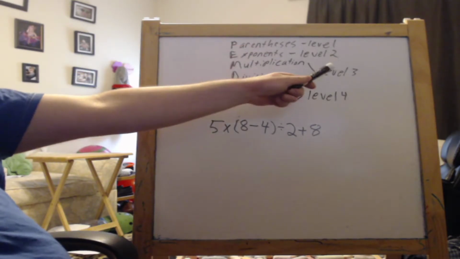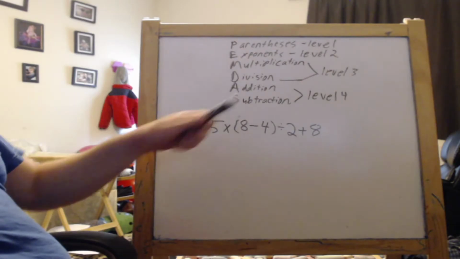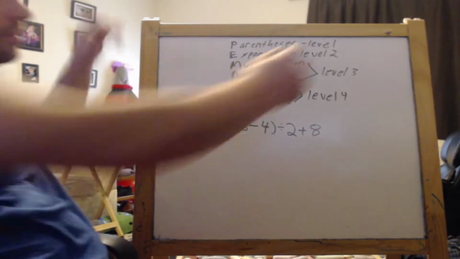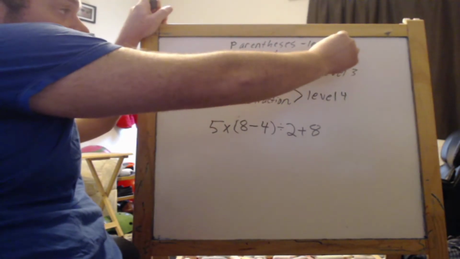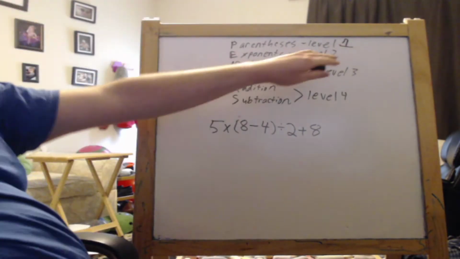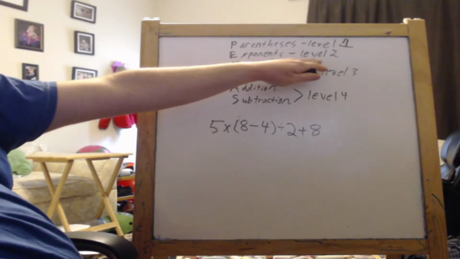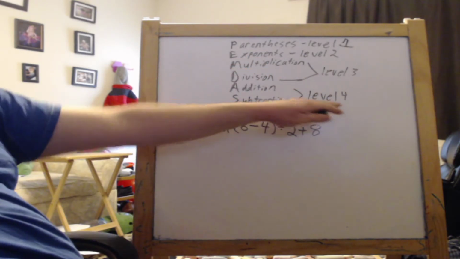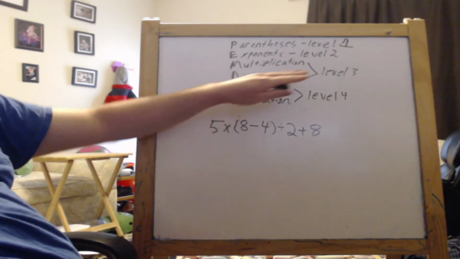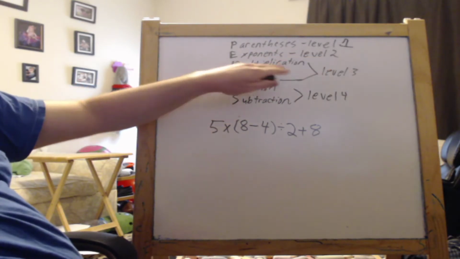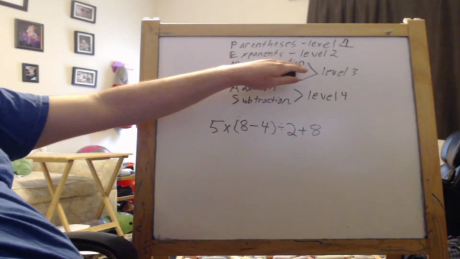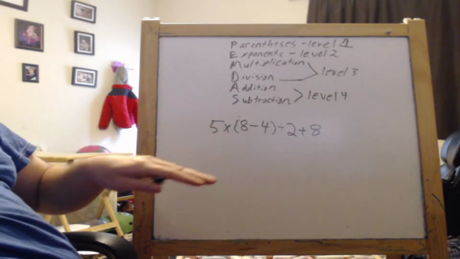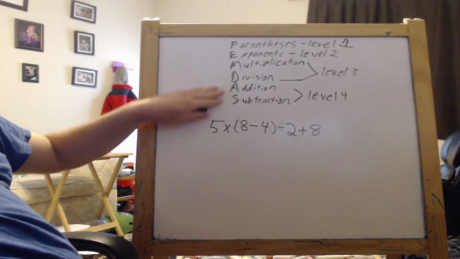What I did on this side is I just put levels. So this would be level 1. Level 1 is parentheses, level 2 is exponents, level 3 is multiplication and division, level 4 is addition and subtraction. And I just put these levels up here just to show that multiplication and division are actually on the same level as are addition and subtraction.